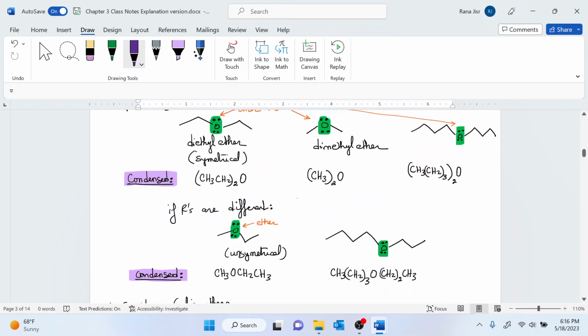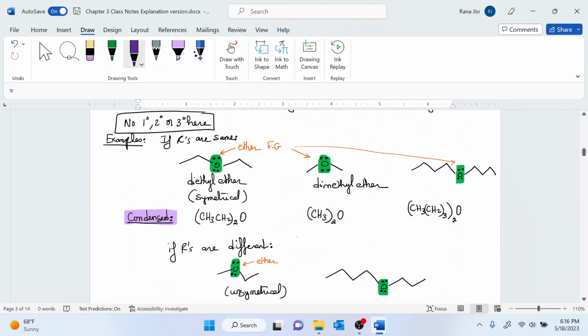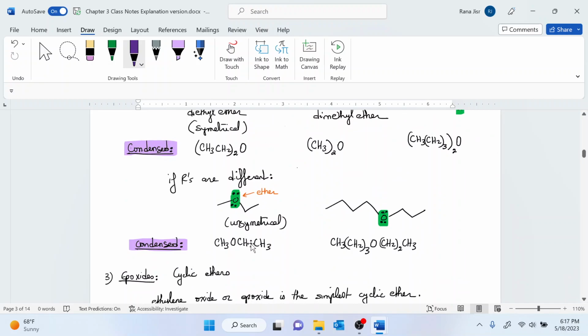You can easily see the R's on opposite sides of the oxygen. These are different, together with their condensed form. When you want to condense ethers, you condense the R's if they are the same and put the oxygen at the end. If they are not the same, then the oxygen is going to be between both R's.